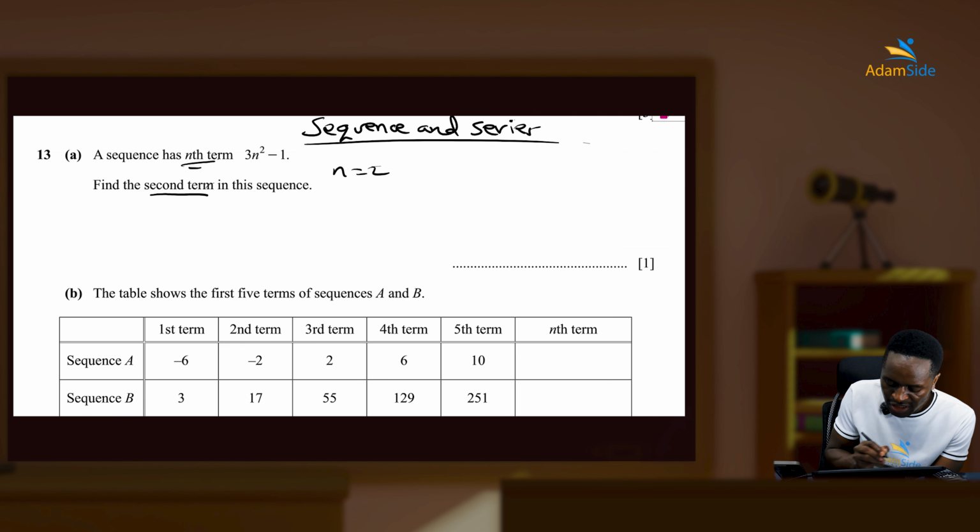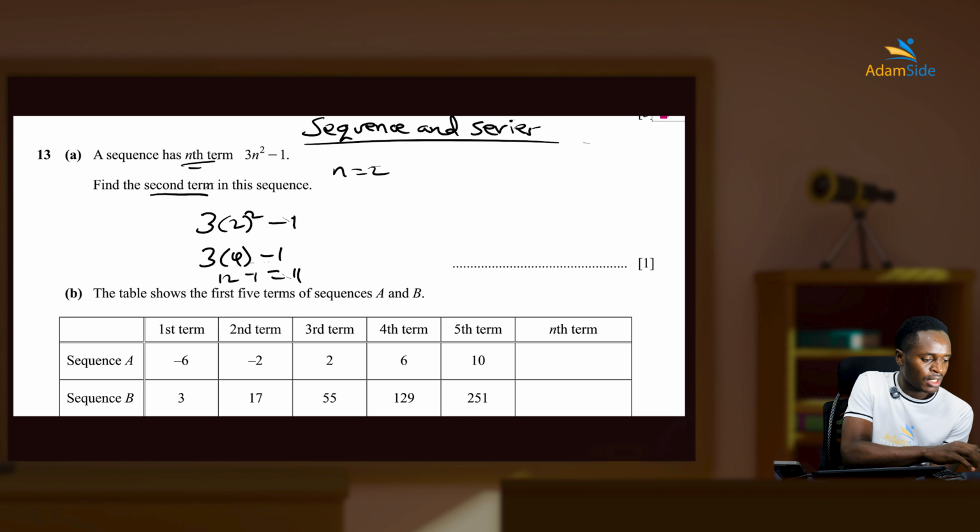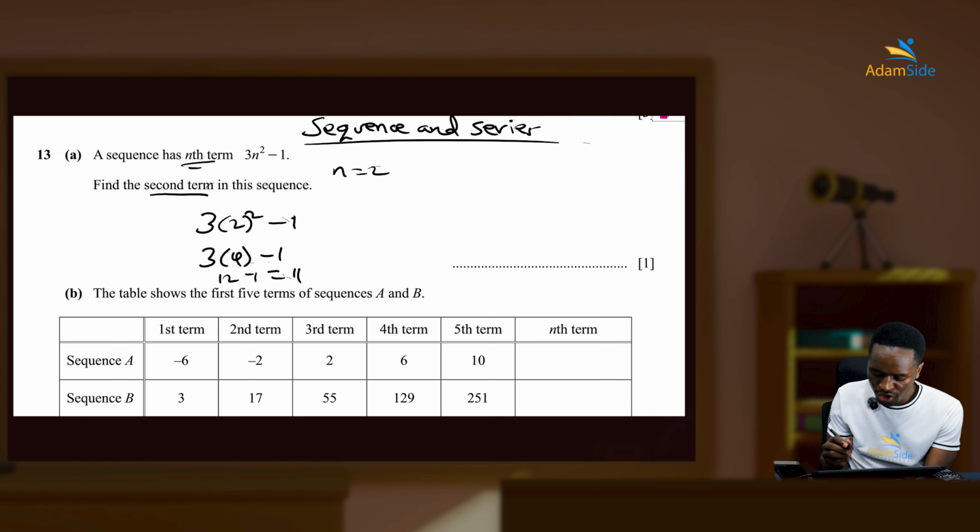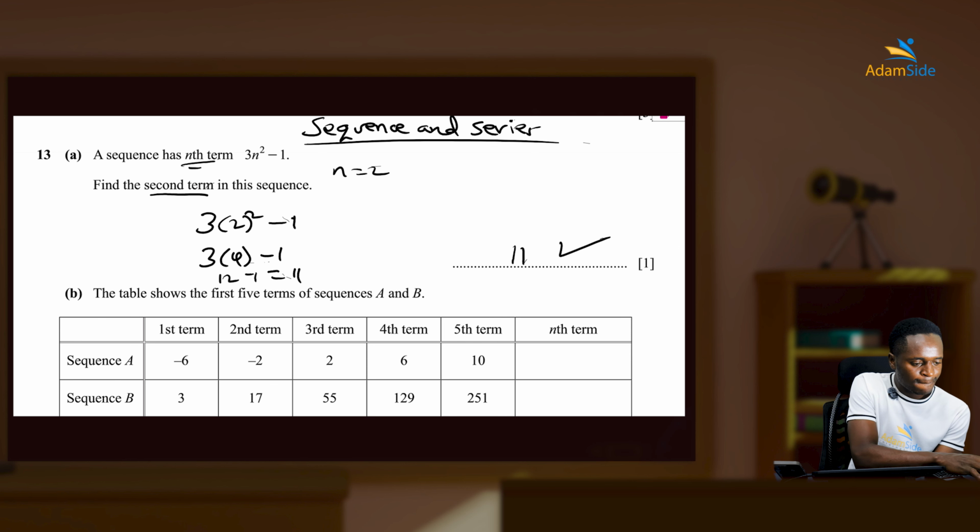The second term, n will be equal to 2. So you just say 3 times 2 squared minus 1. So 3 times 4 minus 1. So 12 minus 1 is 11. That's it, and you get your answer as 11. Free mark.